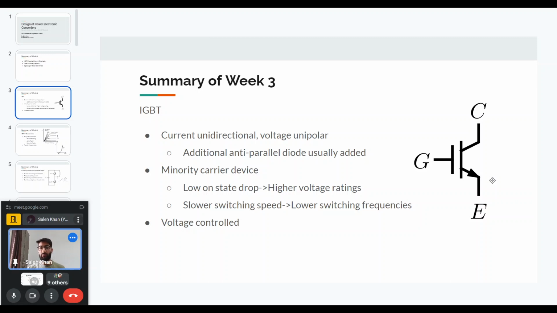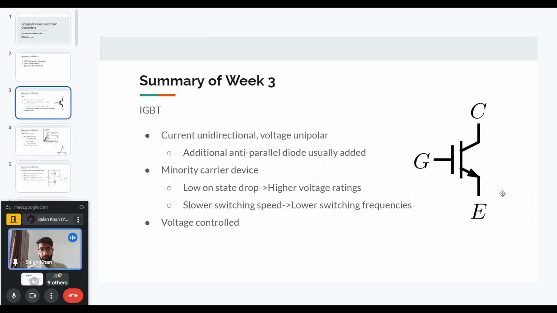So that is why for the IGBTs at higher voltage ratings, the switching frequencies cannot be as high as the MOSFETs. So there are advantages as well as disadvantages. So this was about the minority carrier aspect, and lastly, it is also a voltage control device. If the gate voltage with respect to the emitter voltage is more than the threshold voltage, then the IGBT will be turned on and it will be in the conducting mode.